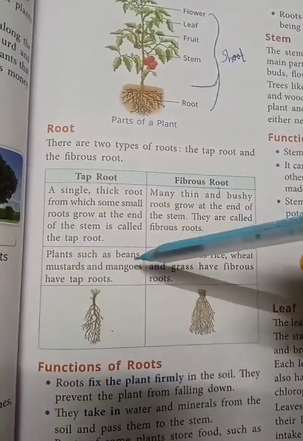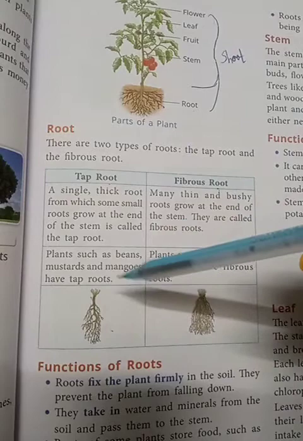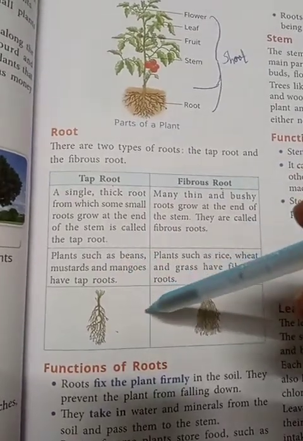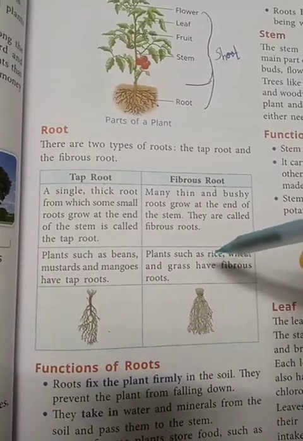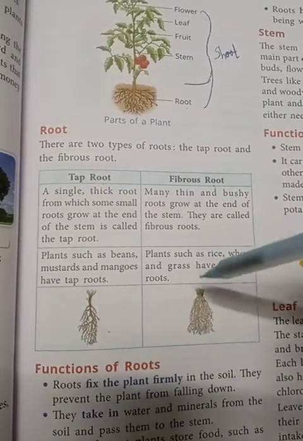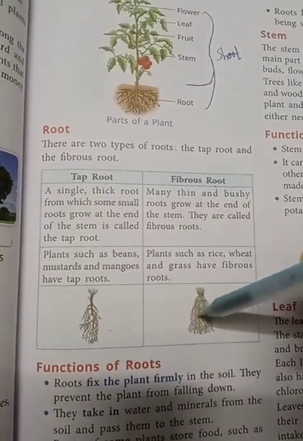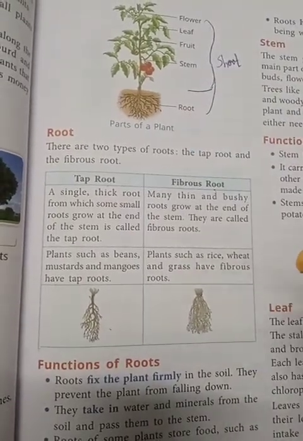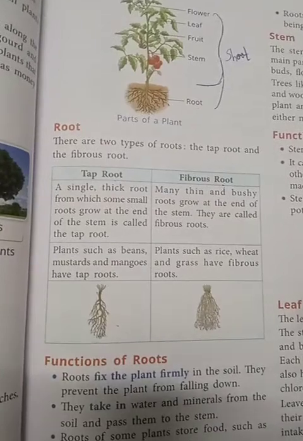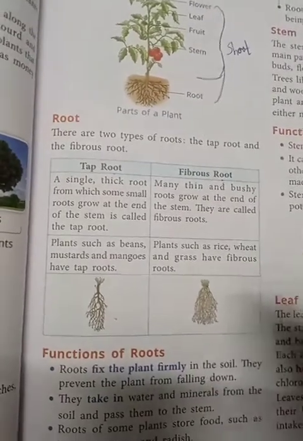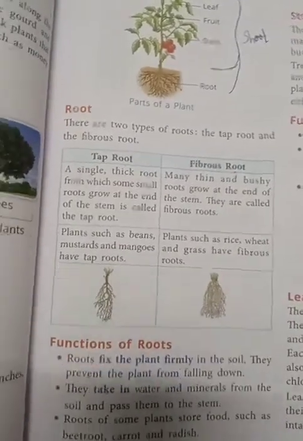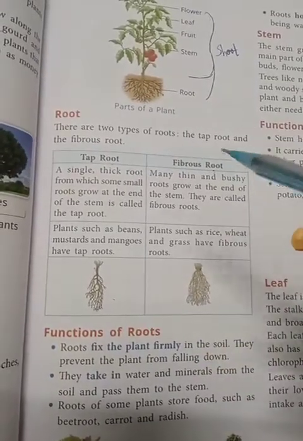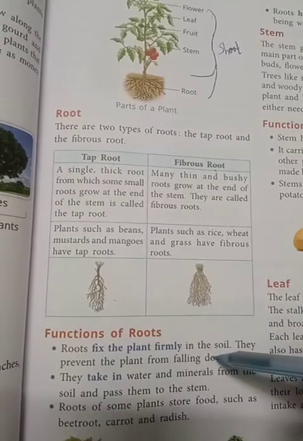So tap roots, in which plants are the tap roots found? See, like bean, mustard, mangoes have tap roots. And fibrous roots, plants such as rice, wheat and grass have fibrous roots. देखो आप ग्रास अगर निकालोगे तो आपको उसके फाइबर्स रूट स्ट्रक्चर्स दिखाई देंगे. ओके, सो सी फंक्शन ऑफ द रूट: फिक्स द प्लांट.